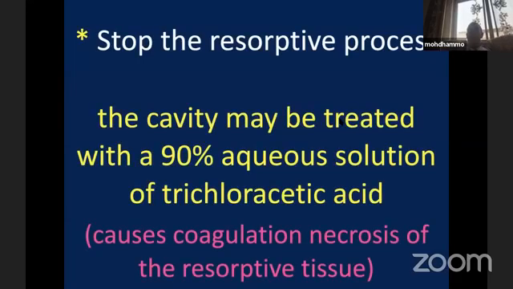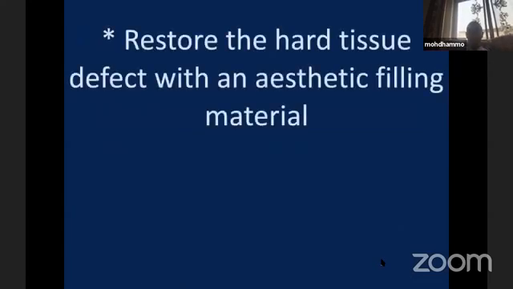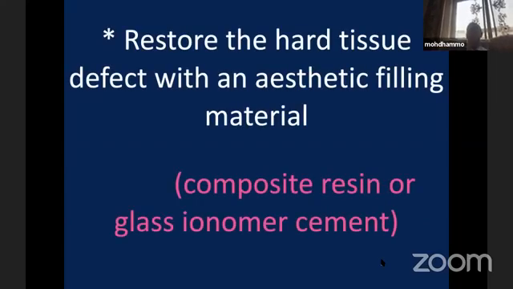Then I want to stop the resorption itself. So the cavity may be treated with a 90% aqueous solution of trichloroacetic acid. This trichloroacetic acid will cause coagulation necrosis of the resorptive tissue. Then, after finishing our treatment, we want to restore the hard tissue defect. If it is on the anterior teeth, we can use composite resin or glass ionomer cement. So we have to restore this part.